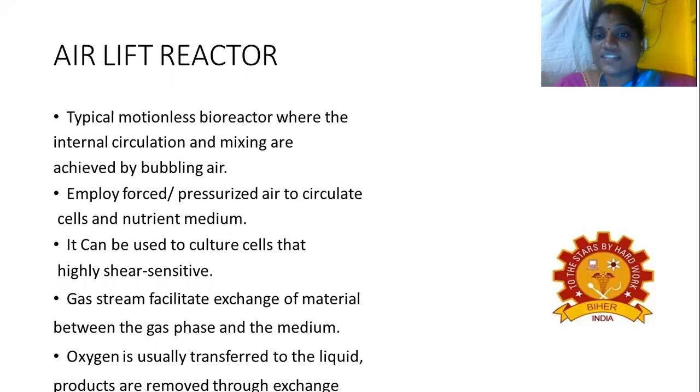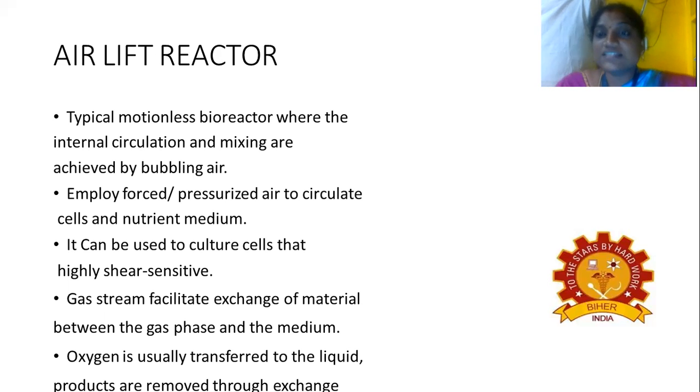So the first one is the airlift reactor. This airlift reactor is a typical motionless bioreactor where the internal circulation and mixing are achieved by bubbling air. So this reactor uses air to mix the contents present inside the bioreactor. It employs forced or pressurized air to circulate the cells and the nutrient medium.